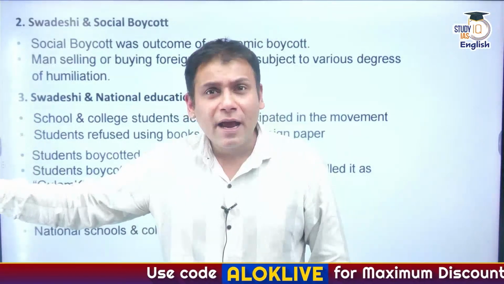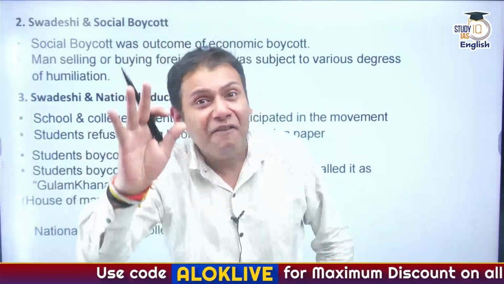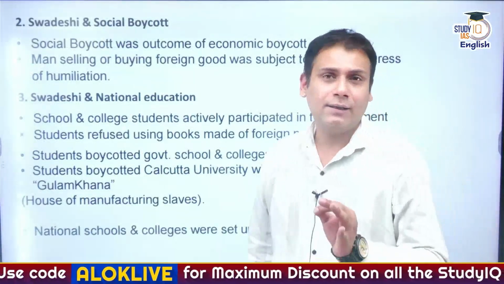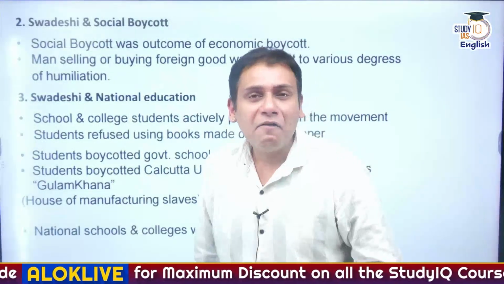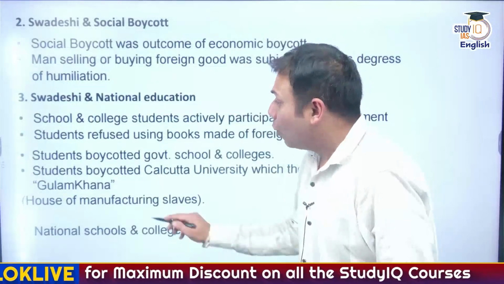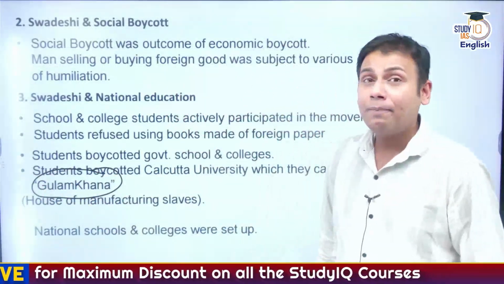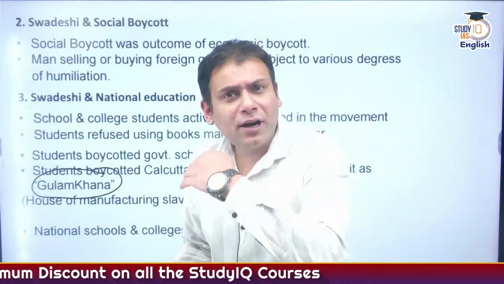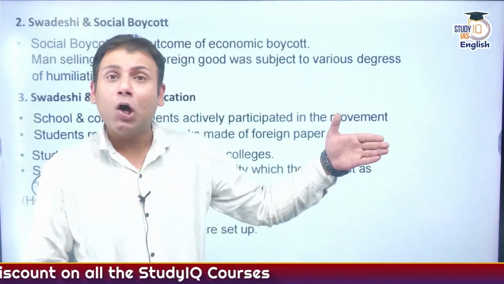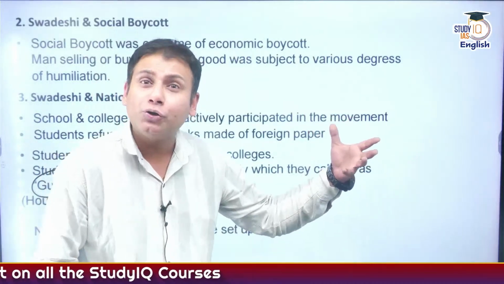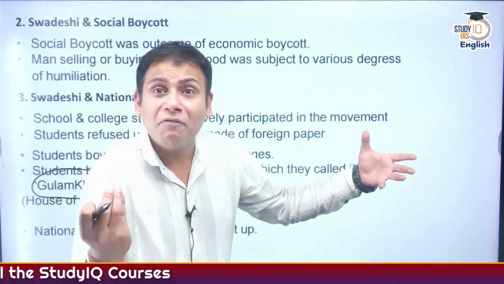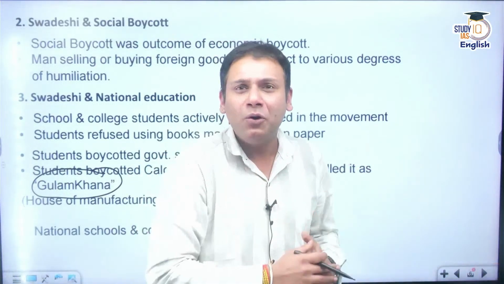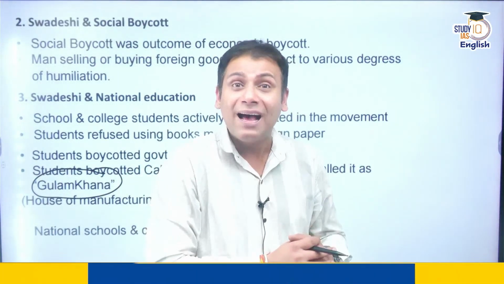At this point of time, Calcutta University was heavily criticized, and Calcutta University was referred to as what? Ghulam Khana, factory of producing slaves. Why was it referred to as Ghulam Khana? Students actively participated in the Swadeshi movement. Students completely boycotted government schools and colleges, and this era also saw the mushrooming of national schools and colleges. Calcutta University was heavily criticized as Ghulam Khana.